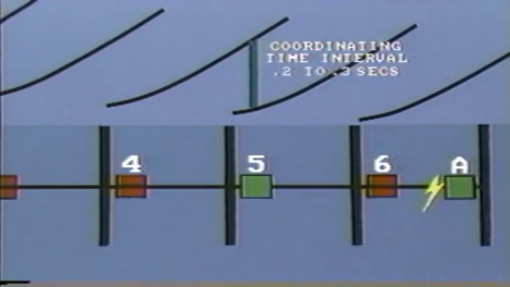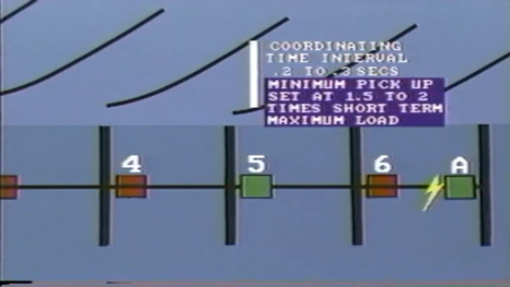Generally speaking, the coordinated time interval is set to 0.2 to 0.3 seconds. The minimum pickup of the relay is set, as pointed out in the last segment, at 1.5 to 2 times the short-term maximum load at that part of the circuit.